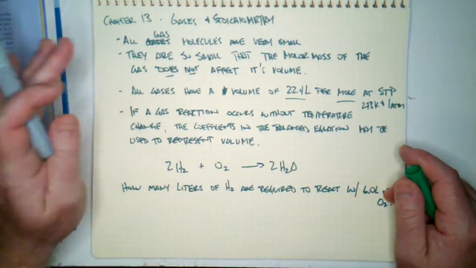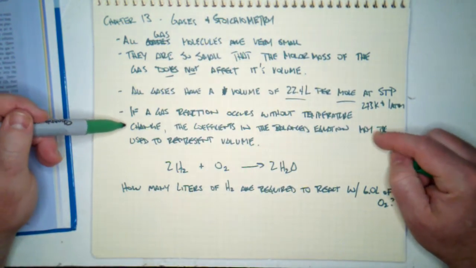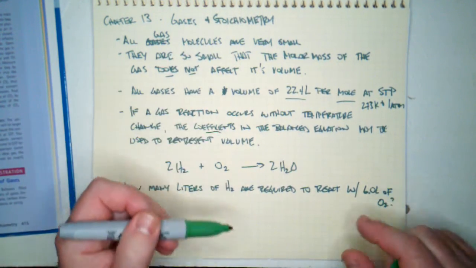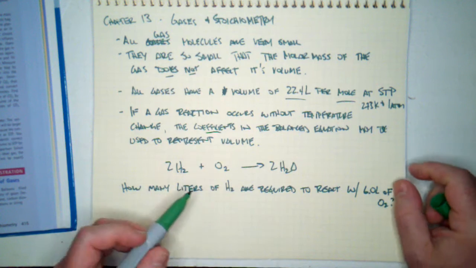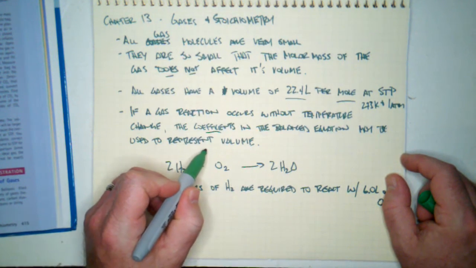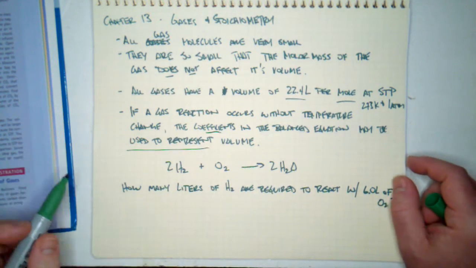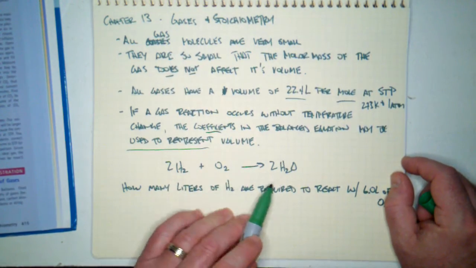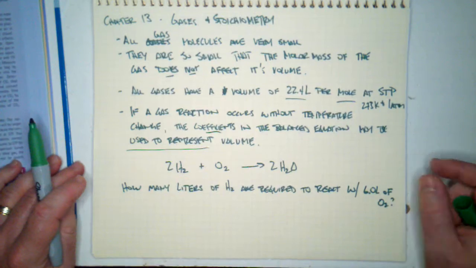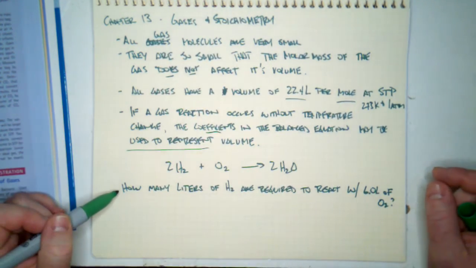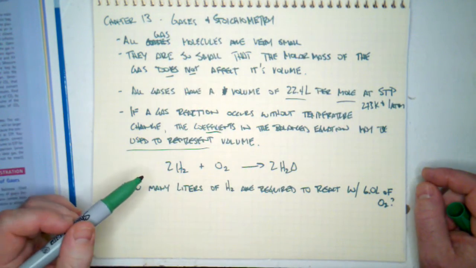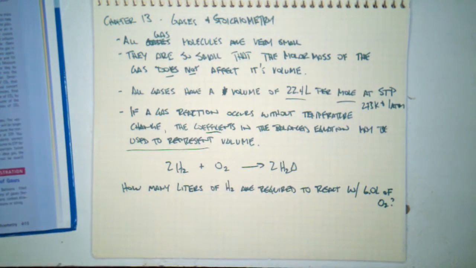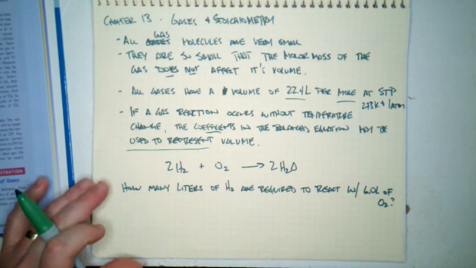This makes it kind of handy because if a gas reaction occurs without a temperature change, the coefficients in the balanced equation may be used to represent the volume. For example, 2 moles of hydrogen gas plus 1 mole of oxygen gas makes 2 moles of water. So, if you know how many liters of hydrogen gas you have, you can figure out pretty easily how many liters of oxygen you need to completely react it.